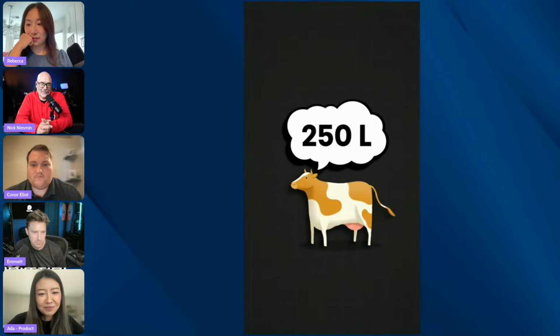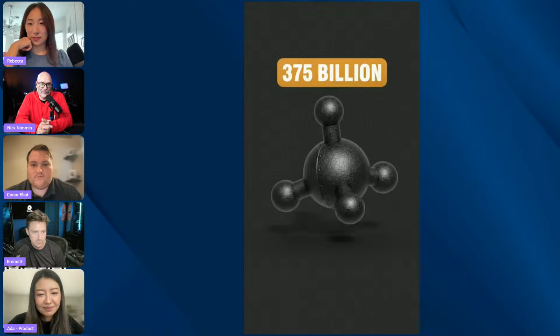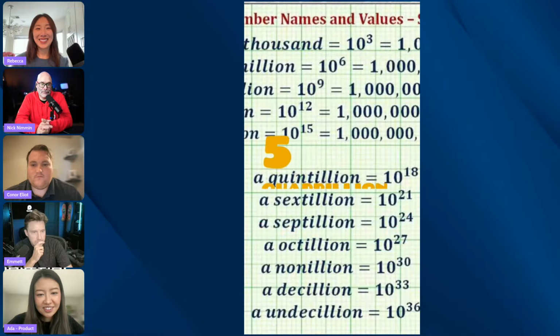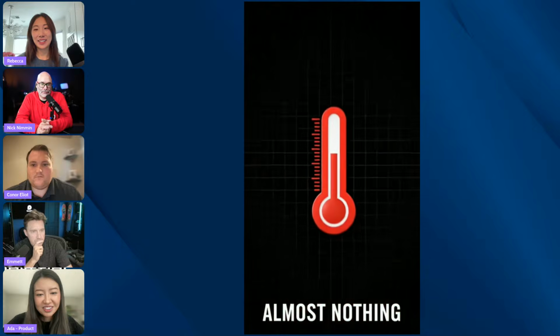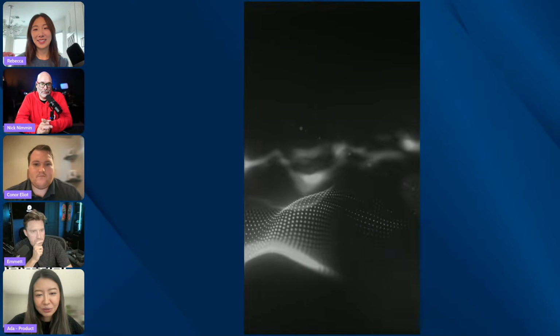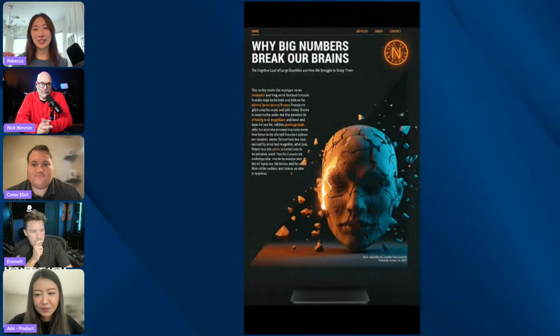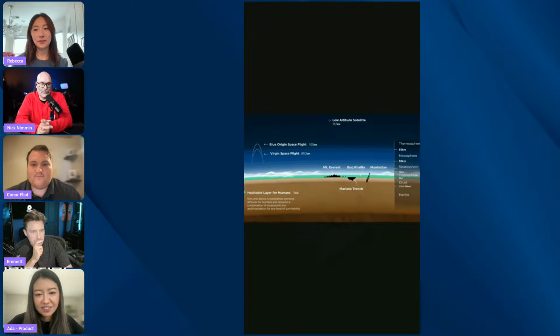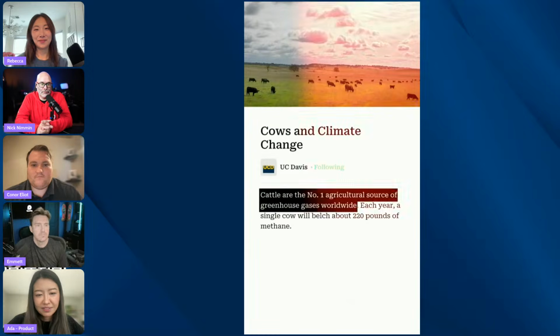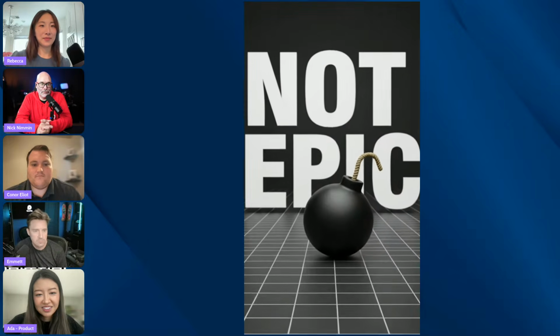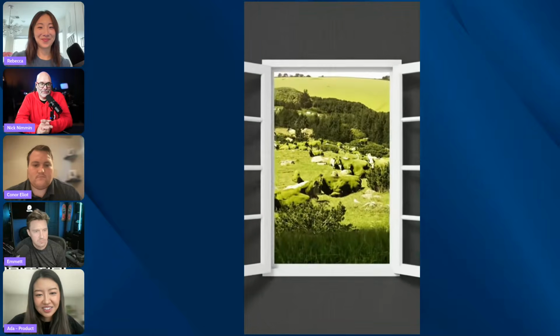So if each cow lets out about 250 liters of methane a day, that's 375 billion liters in 24 hours. Sounds wild, right? But Earth's atmosphere is huge, over 5 quadrillion tons of air. Even if all that methane hit at once, the temperature bump would be almost nothing. We're talking a fraction of a degree. Why? Because our brains are terrible at big numbers. Billions of farts sound epic, but the sky is just way, way bigger. So next time someone blames cows for global warming, remember, it's not the epic fart-pocalypse you imagined. But hey, maybe open a window anyway.